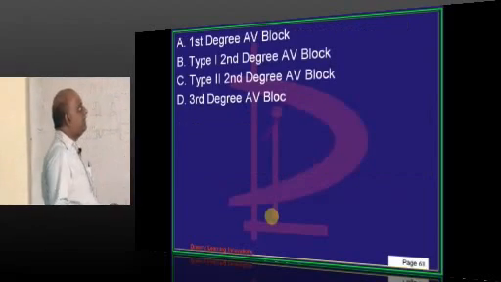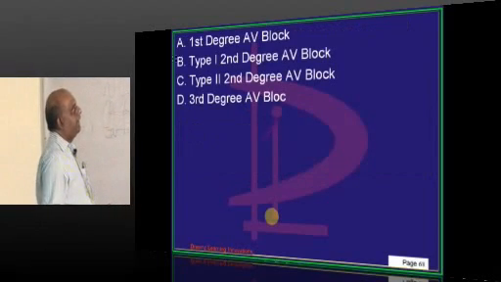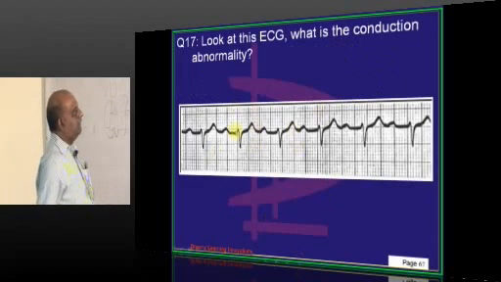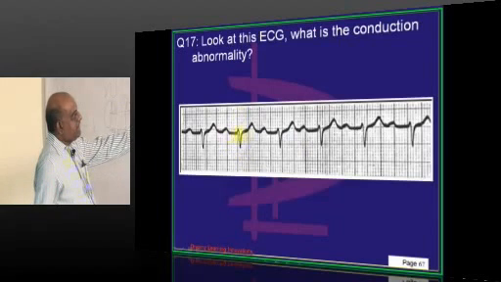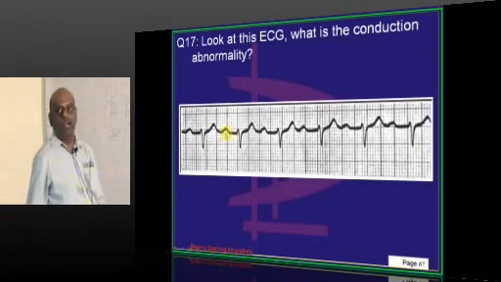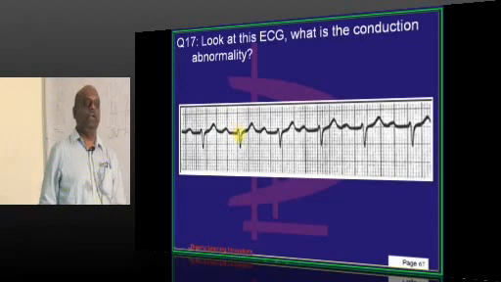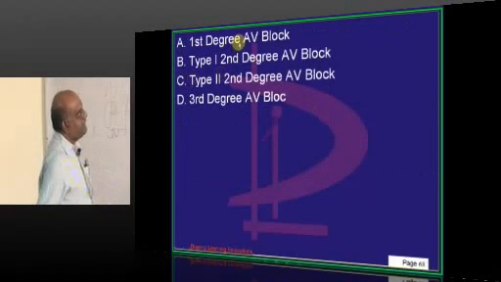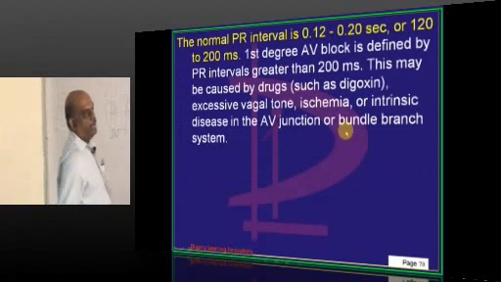Then what is the conduction abnormality over here? Here, only the PR interval is prolonged. If you take the P wave and QRS complex, the distance between them is the PR interval, no? That is only prolonged, and there are no drops happening here. So that is the reason it is called first degree AV block.